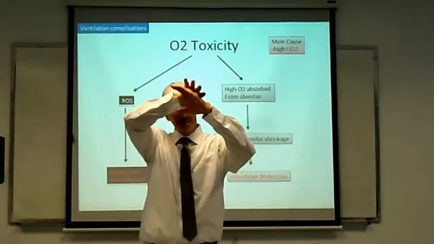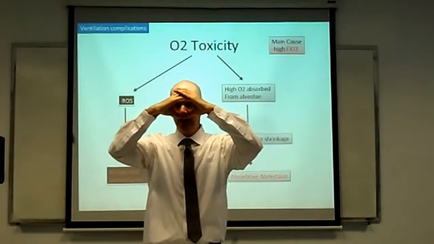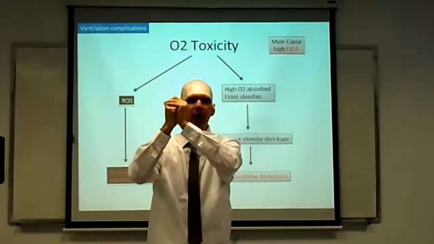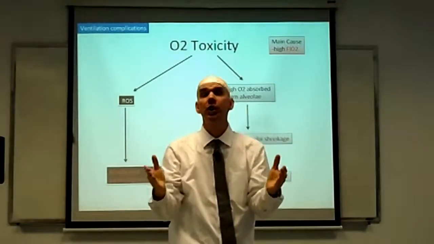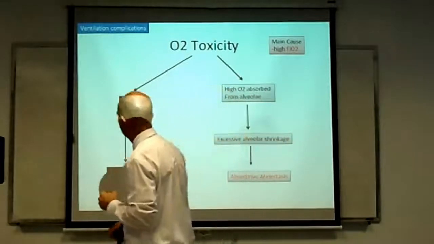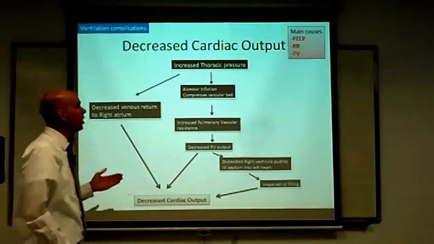The oxygen gets greedily gobbled up by the capillaries, and the alveolus shrinks down and down and down, and hey, there's nothing stopping it. It keeps on shrinking until it collapses, because there's no nitrogen in there. That's absorptive atelectasis. Next complication we have is decreased cardiac output.